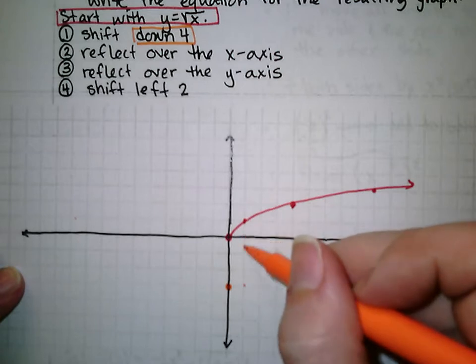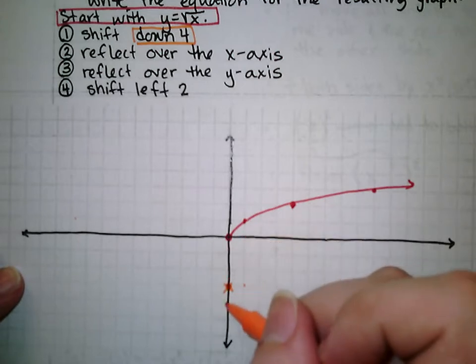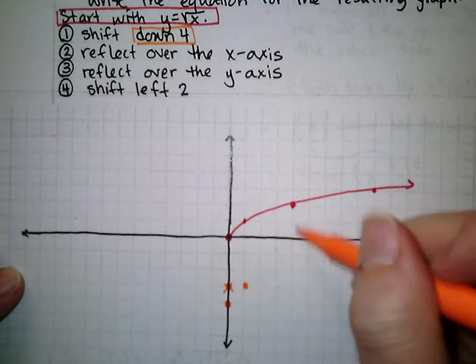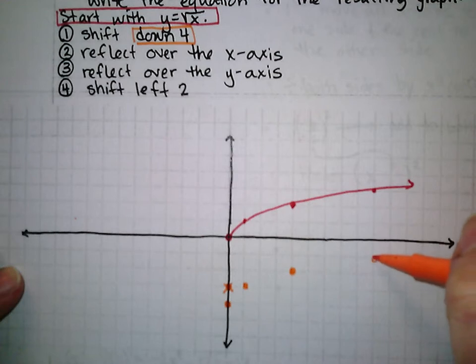Whoops. 1, 2, 3. Well, I can't count to 4. 1, 2, 3, 4. Right there. Right there. 1, 2, 3, 4. So that's my first change.